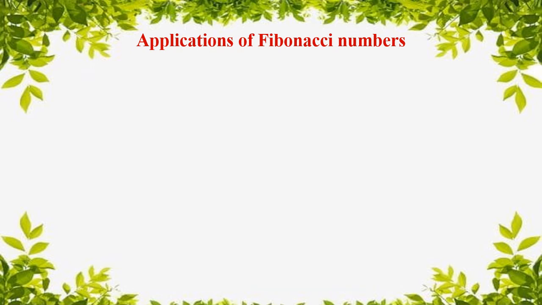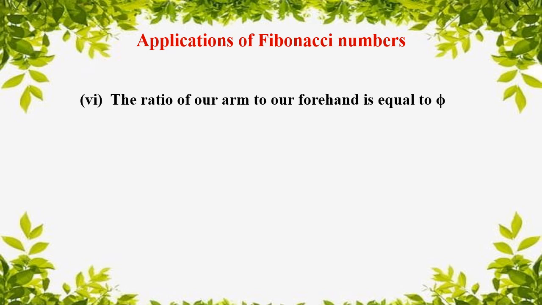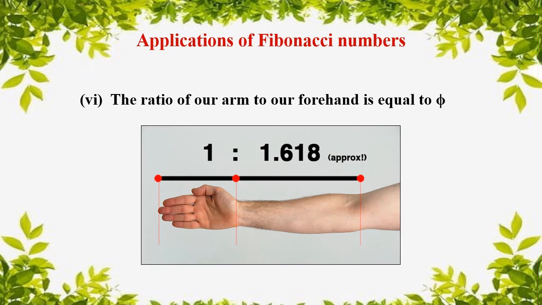The sixth one is that in our body, the ratio of hand to forearm approximates the golden ratio. So we can see this in the picture, 1:1.618. So this is nothing but the golden ratio.